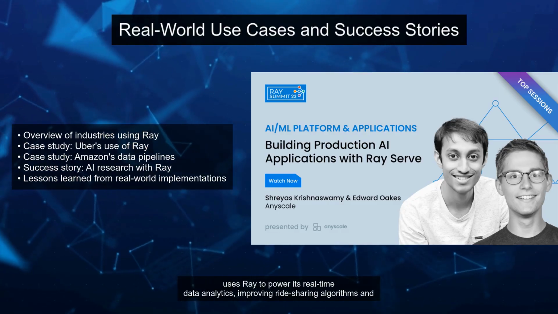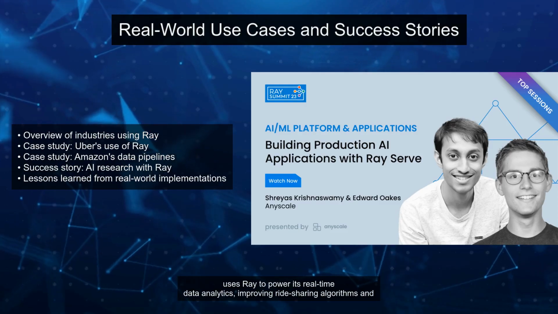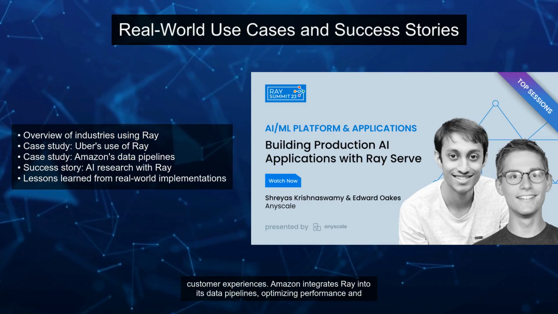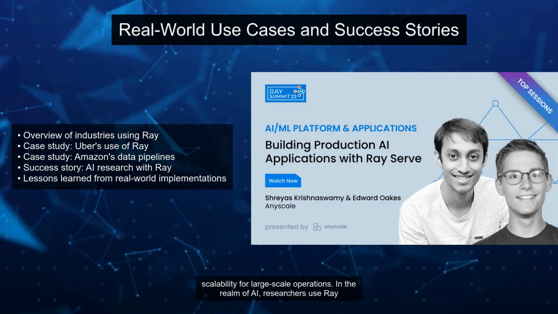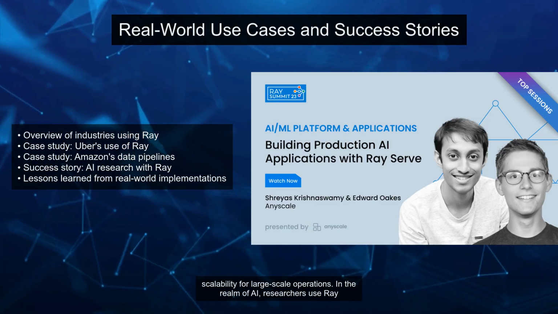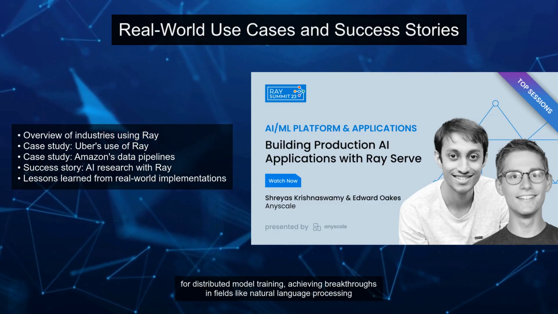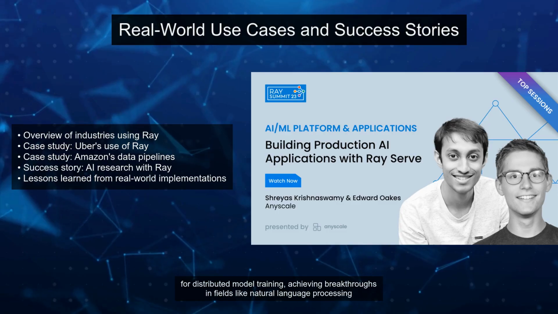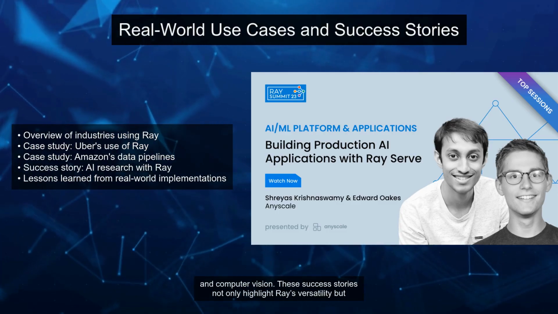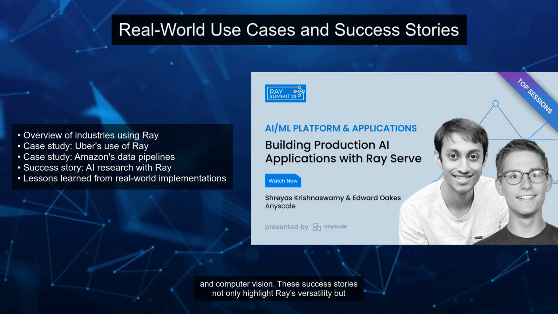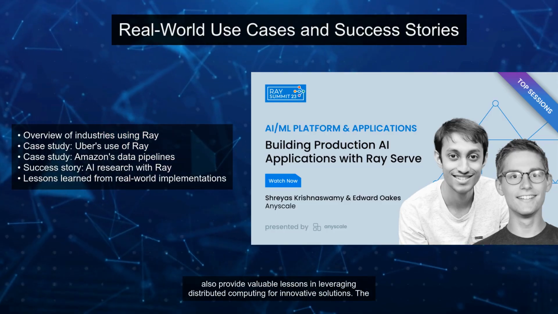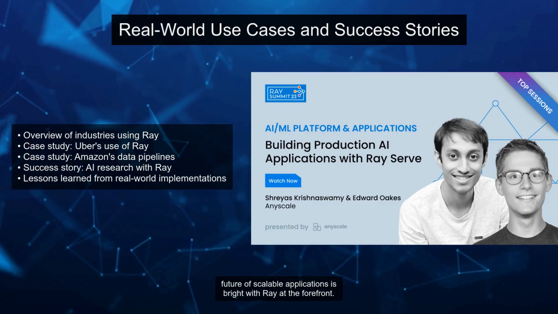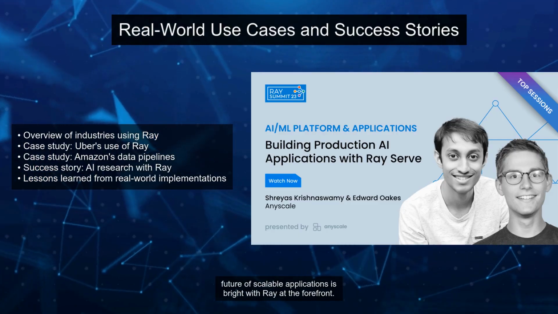Ray's impact spans multiple industries, from tech giants to research institutes. Uber uses Ray to power its real-time data analytics, improving ride-sharing algorithms and customer experiences. Amazon integrates Ray into its data pipelines, optimizing performance and scalability for large-scale operations. In the realm of AI, researchers use Ray for distributed model training, achieving breakthroughs in fields like natural language processing and computer vision. These success stories not only highlight Ray's versatility but also provide valuable lessons in leveraging distributed computing for innovative solutions. The future of scalable applications is bright with Ray at the forefront.